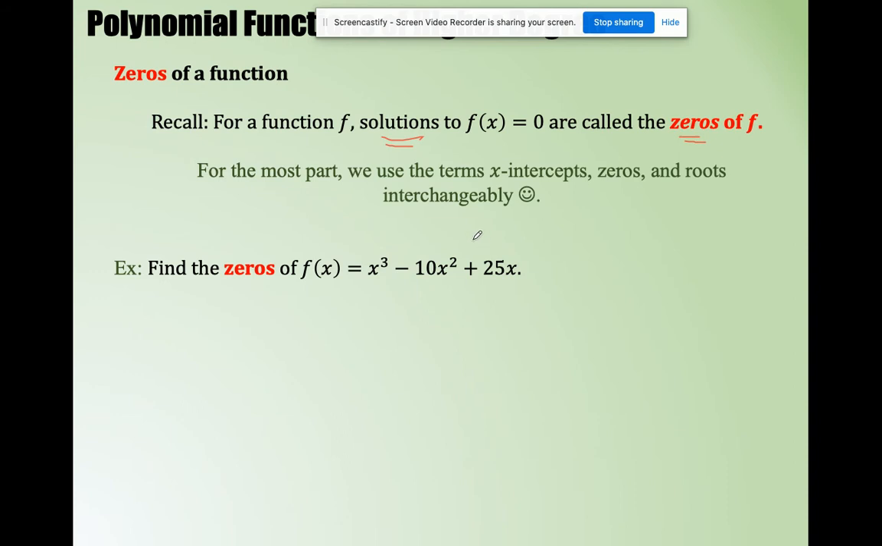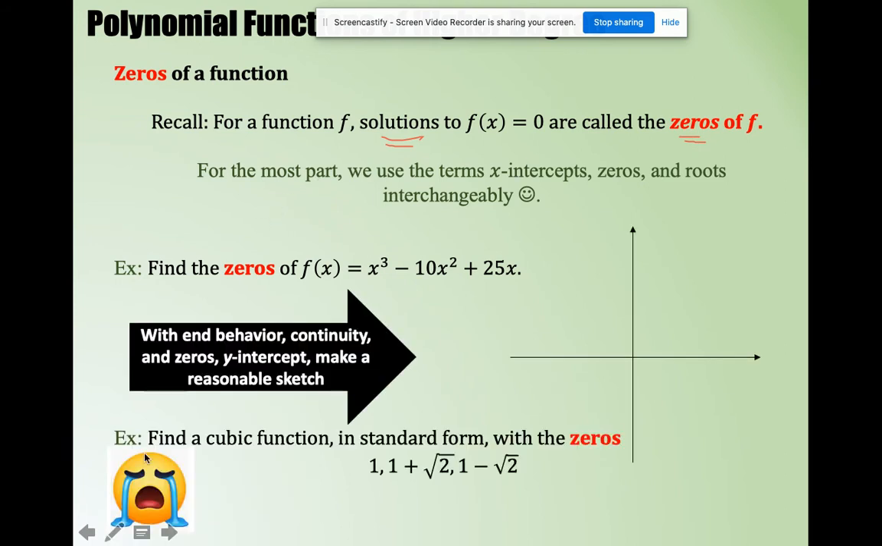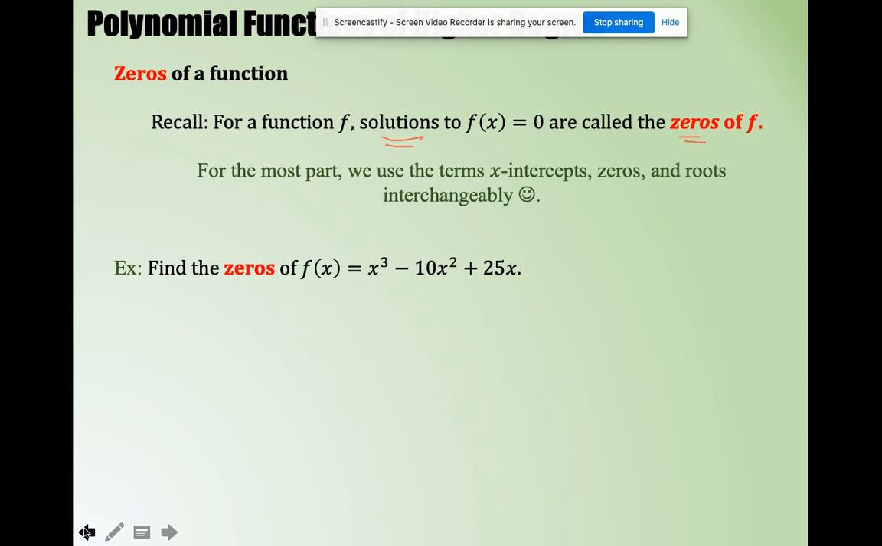For the most part, we use x-intercept, zeros, and roots interchangeably. When we don't is when we expand our set from real numbers to the set of complex numbers, because some zeros of some polynomials are not real. But we are going to be dealing in the set of real numbers, therefore all of our zeros are x-intercepts. So finding the zeros of this cubic function, firstly, I know there's got to be at least one. This is a cubic function. All cubic functions have at least one. So I know I'm going to find at least one zero.